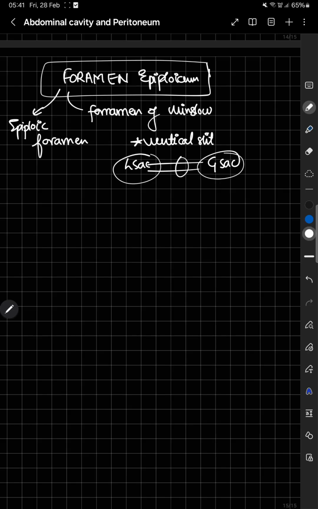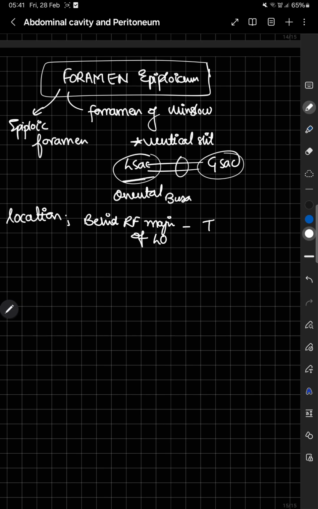So it is present for the communication of the lesser sac, which is known as our omental bursa, with the greater sac. Okay, and its location is very important, which is behind the right free margin of lesser omentum at the T12 vertebra level. Okay, at the T12 vertebra level, behind the right free margin of lesser omentum.